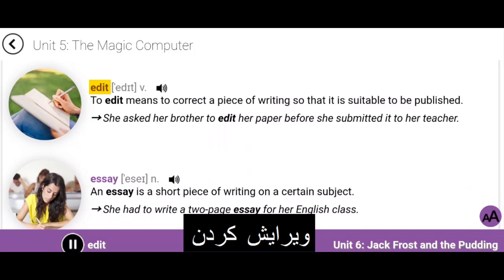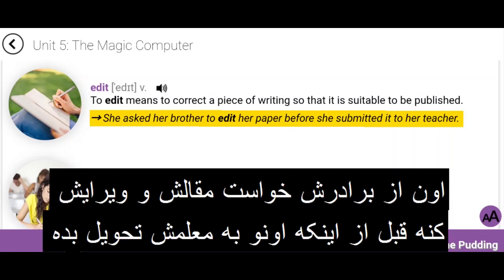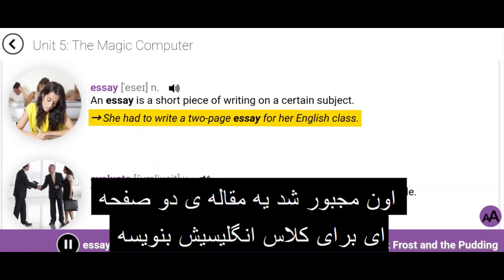Edit. To edit means to correct a piece of writing so that it is suitable to be published. She asked her brother to edit her paper before she submitted it to her teacher. Essay. An essay is a short piece of writing on a certain subject. She had to write a 2-page essay for her English class.